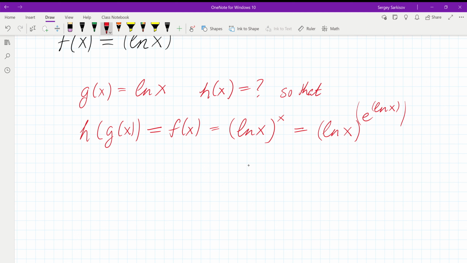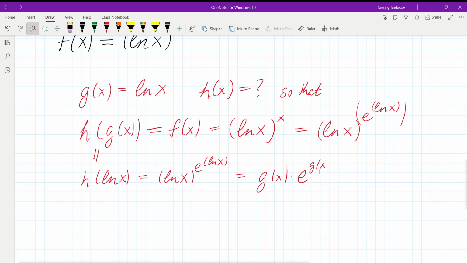Now you see how there's ln x in both. This is equivalent to h of ln x, and you see there's ln x everywhere there. So that is ln x to the e to the ln x power. In other words, this is equivalent to g of x to the e to the g of x power. It's to the power, so not multiply, of course. So let's take it to the power. You see the g of x is repeating. And what is that?